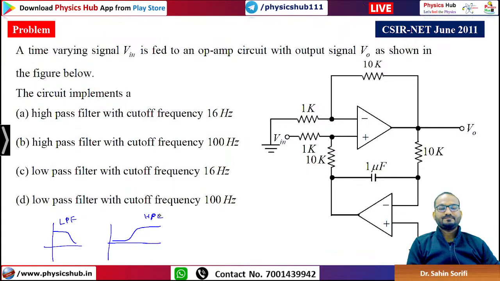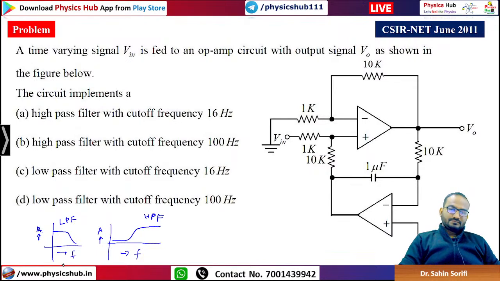Okay now, let's say frequency versus gain. As you can see, there is a cutoff. Beyond this, all the signal will be blocked. Below this, all the frequency will be blocked. This is the concept of high pass and low pass filter. Now, can you do this question?